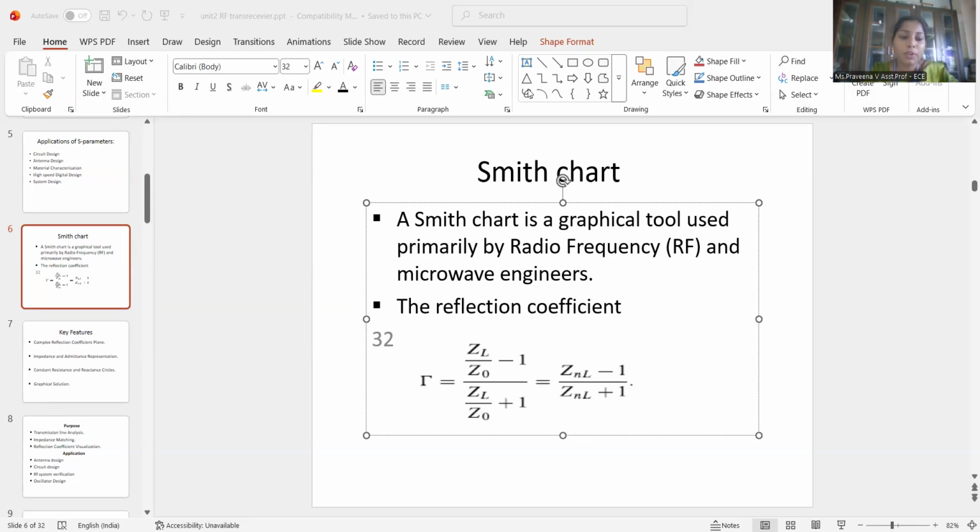Good morning, everyone. Today we are going to see about the Smith chart. Generally, the Smith chart is a graphical tool that is used to visualize, analyze, and solve the problems related to the transmission line and impedance.